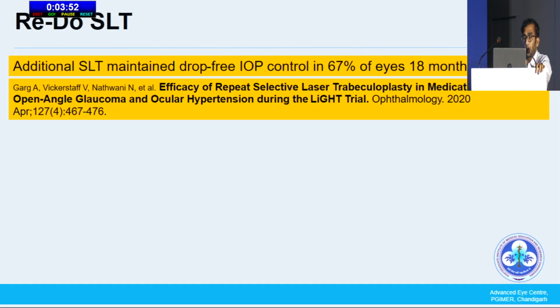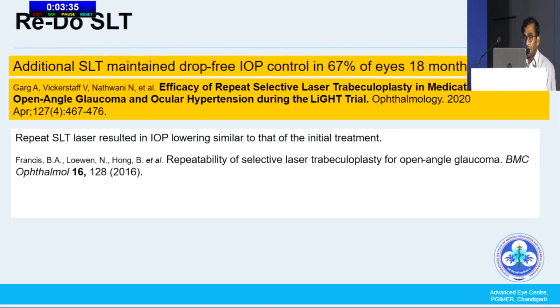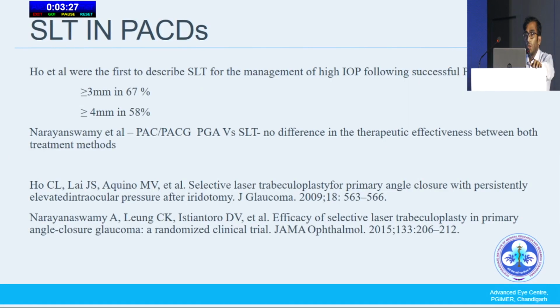You can repeat the procedure. Even the LiGHT trial group have reported the efficacy of repeated SLT as a redo procedure. They said the additional SLT maintained drop-free IOP control in around 67% of the eyes after 18 months of their study. Another study also reported that repeat SLT resulted in a similar outcome, with results equivalent to the first SLT. So, is there any role of SLT in angle closure disease?